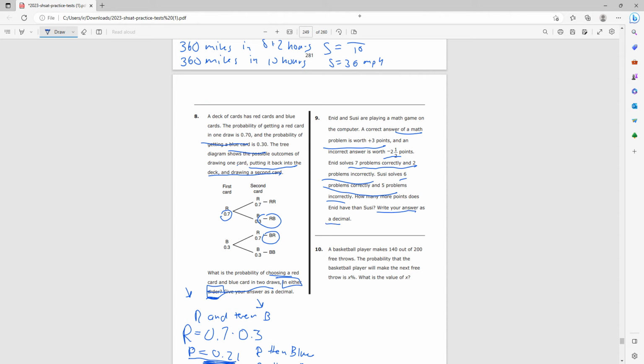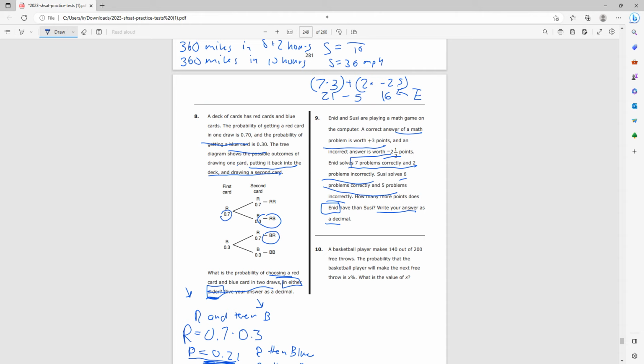Right. So let's first calculate how many points Enid has. So he got 7 problems, right? So that's 7 times 3, or actually no, what you're going to do is you're going to add them. So you have his total correct score and you're going to add it with his total incorrect score, which is 2 problems times negative 2.5, right? In other words, this is 21 minus 5, which is 16. So this is Enid's total score.